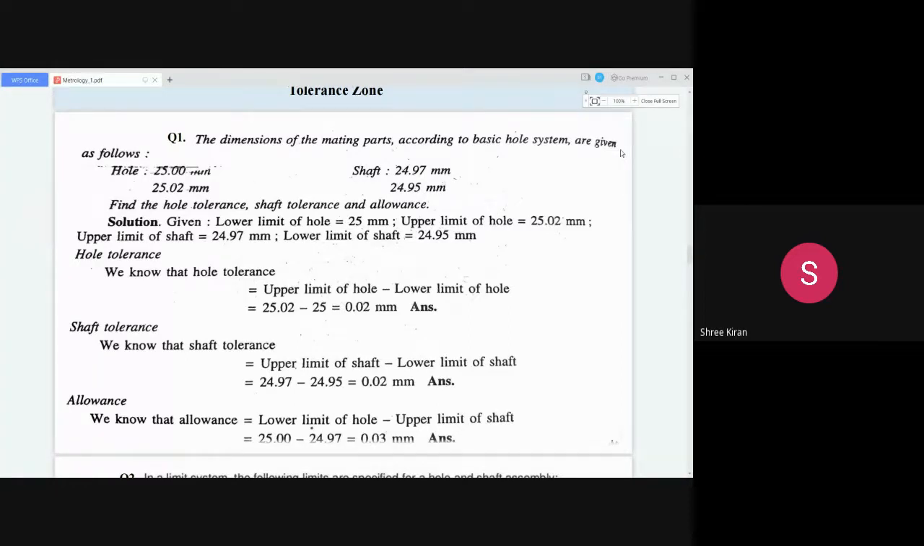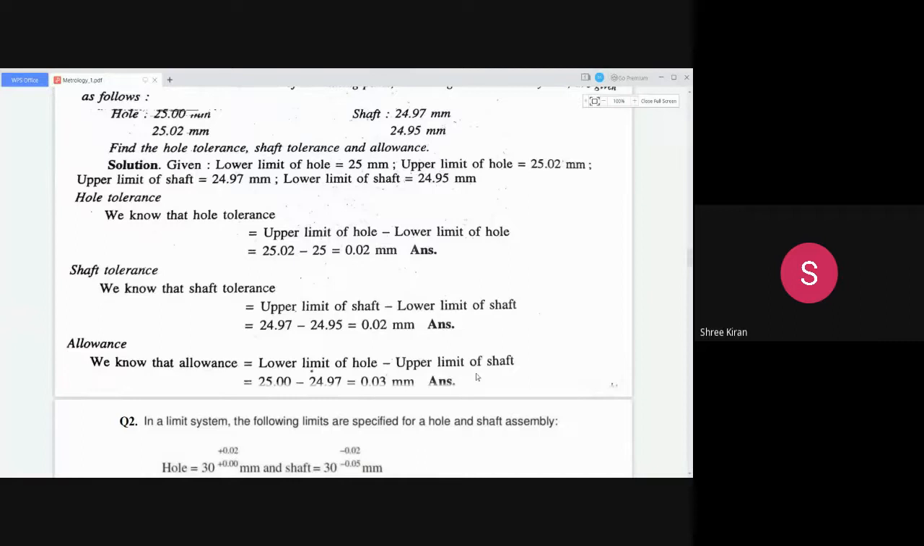The dimensions of the mating parts according to the basic hole system are given as follows, where we have a hole. We know that the hole tolerance is the upper limit of the hole minus the lower limit of the hole. In the case of shaft tolerance, it is the upper limit of the shaft minus the lower limit of the shaft. In the case of allowance, it is the lower limit of the hole minus the upper limit of the shaft. If you study these simple equations, it can be done.